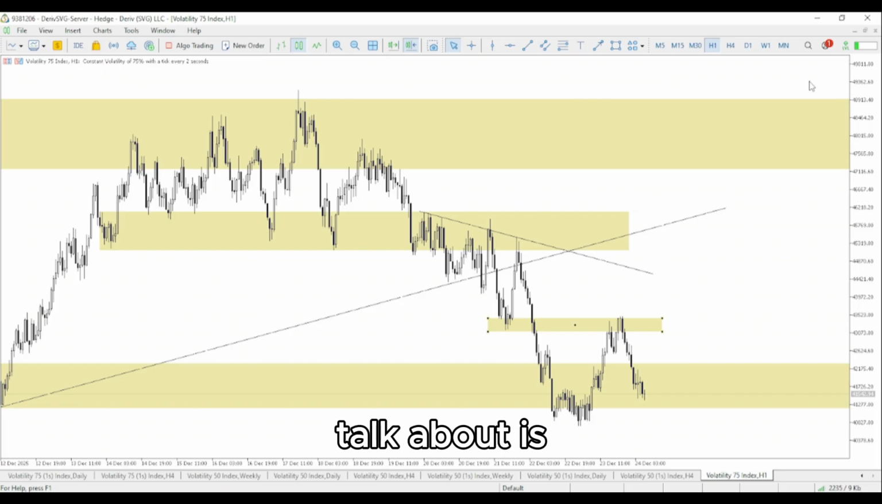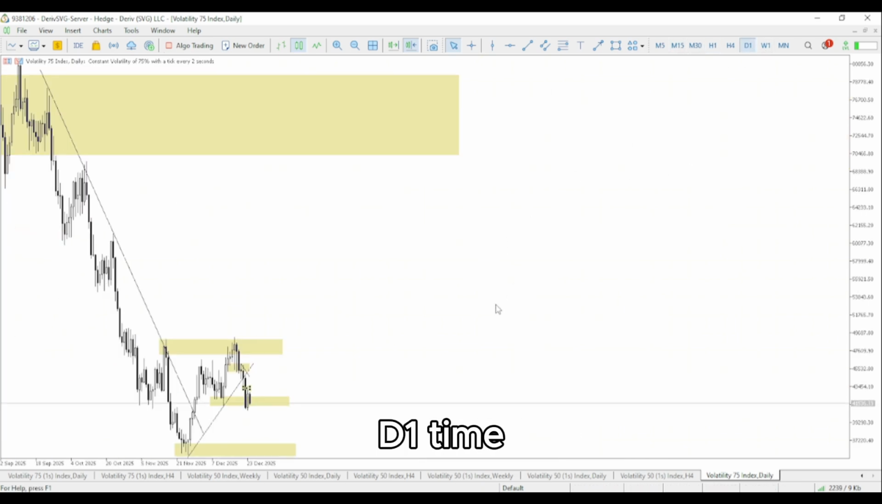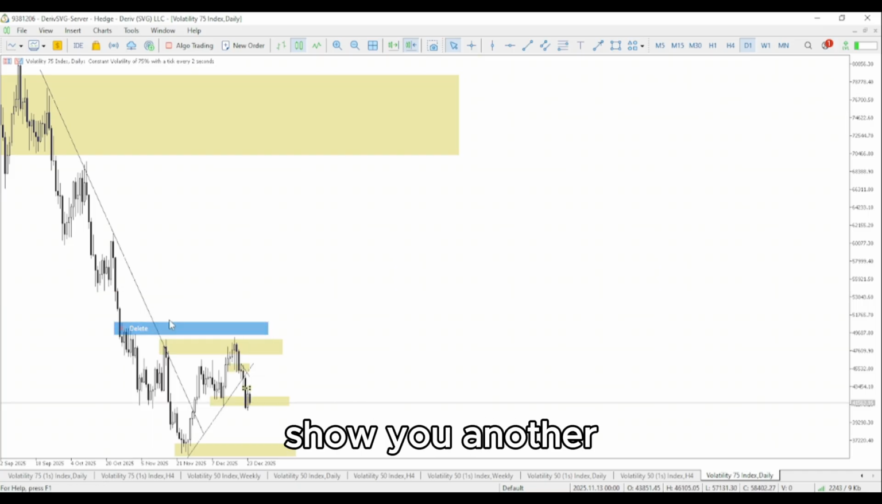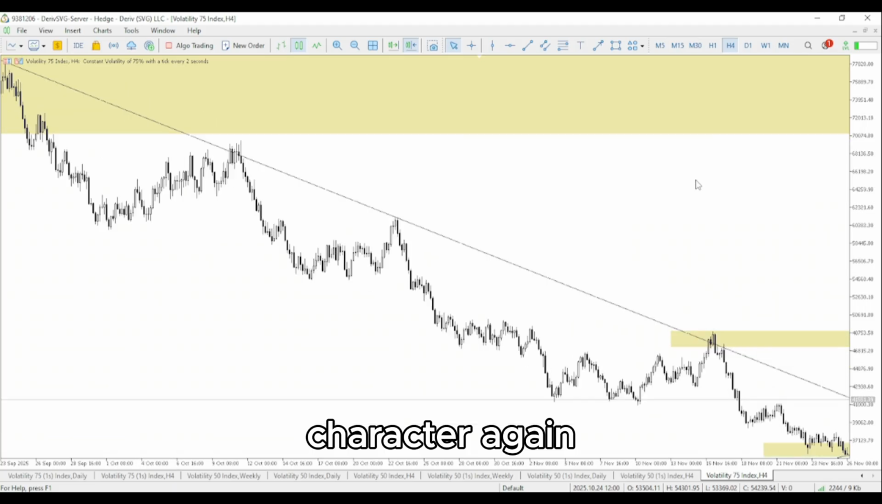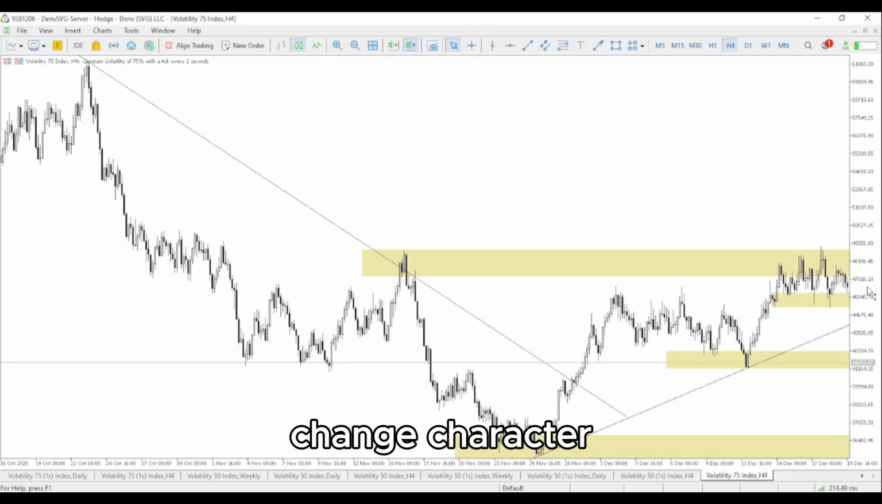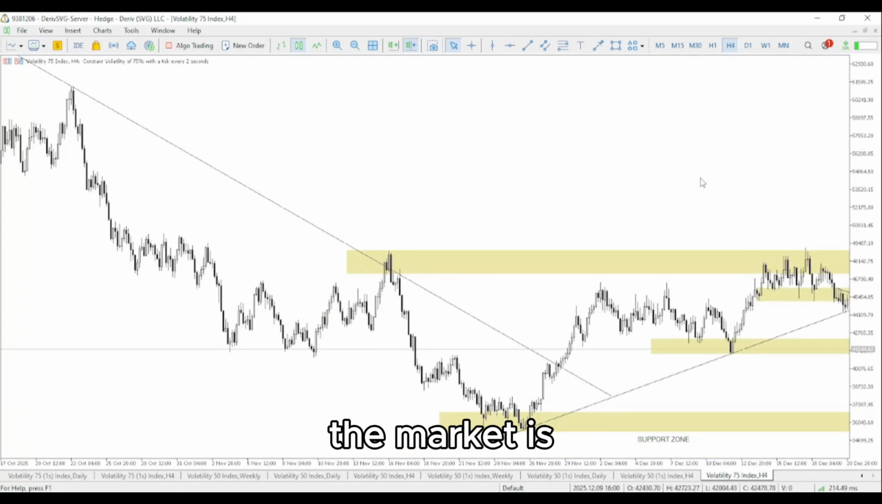The next thing we'll talk about is price change of character. Now, the example, this is a price change of character. Let me go to the D1 time frame, for instance. This is a price change of character. You see, the market broke out of this place. This is a price change of character. Then let me also show you another price change of character. For the market to break this trend line, this is a change of character. You understand? And when markets change character, it means that at that point the market is not really stable.